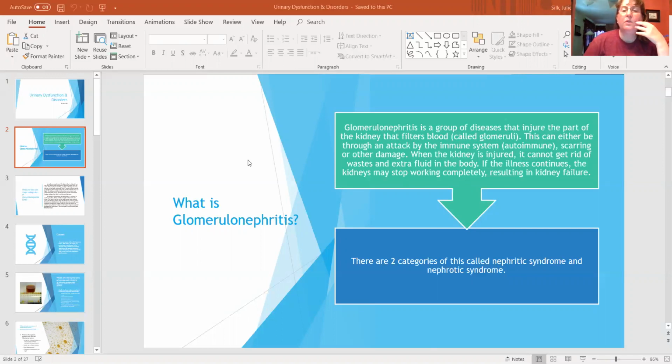So it causes the kidney to be injured and it can't get rid of all of the waste like it normally would. So you start to build up all of this fluid, and if the illness continues, the kidneys can stop working altogether. So you can get kidney failure from this. There are two categories of this: nephritic syndrome and nephrotic syndrome. Those are types of glomerulonephritis.